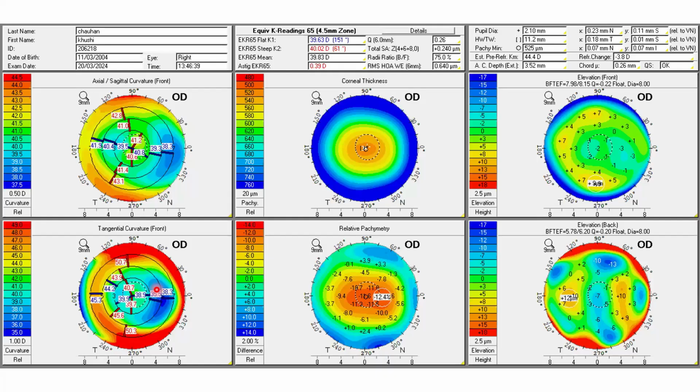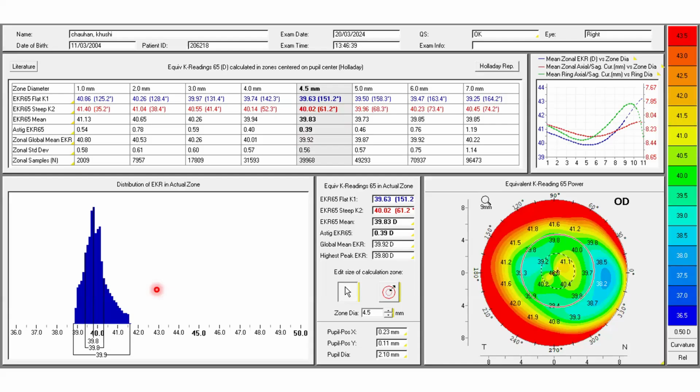One thing I want you to note over here is this histogram in which the K values are almost identical. This is one way we can find out whether a refractive correction has been done properly or not, wherein the peak K, the mean K, and the global K all resemble each other. So this is an example of a good correction.